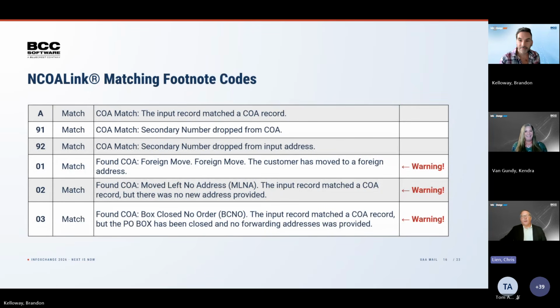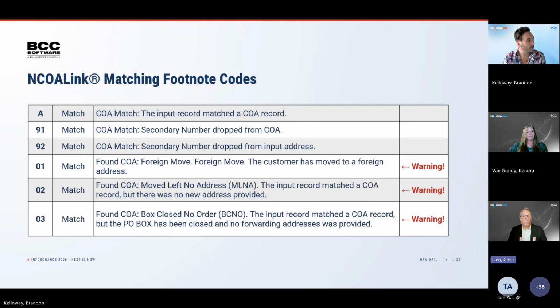Now, here's what's interesting, though, folks. When you do get a match on NCOA link, you may get an A, and just like back in grade school, that's a good grade. We wanted an A. I rarely saw those. So that means you had a match. Yep, we found it. A 91 or a 92 mean we did get a match, but we had to do something with the secondary address to be able to get the match. So again, remember that secondary address is a primary issue right now for our UAA.